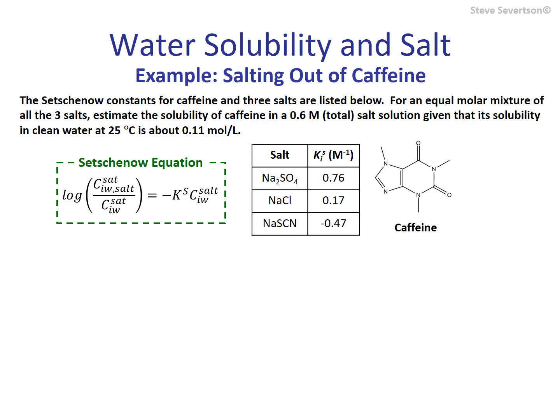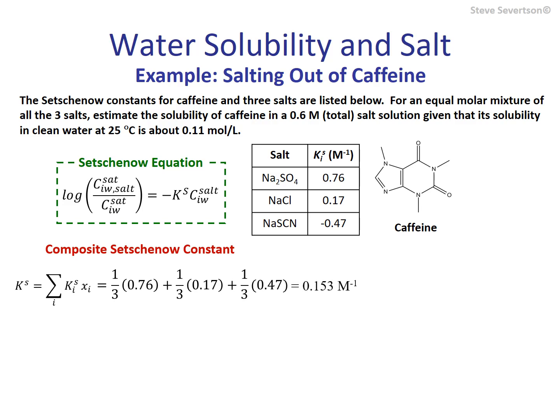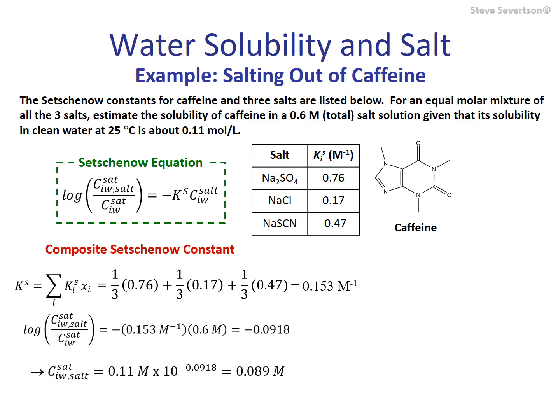Using the constants for the individual salts and their mole fraction, a composite Setschenow constant is determined. The solubility of the solute in the salt solution can then be estimated from the Setschenow equation.